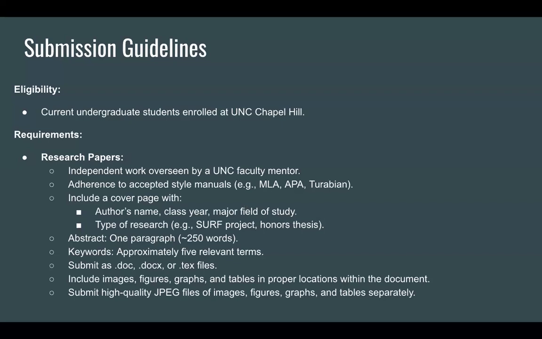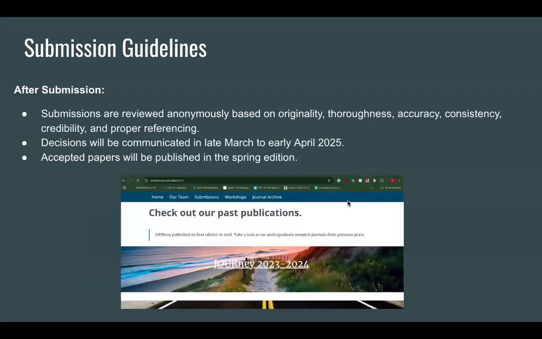And I know the deadline for the paper for this year is today. So this is for next year. This is for all you future researchers for next year. And submitting the files, you should do it with a doc or docx. The submissions are reviewed anonymously based on accuracy and proper referencing. The decisions are communicated in March to April of 2025. Or, obviously it wouldn't be 2025 this year. It'd be 2026 if you do it for next year. And the accepted papers are published in the spring edition. So you guys can see yourself in the spring of next year if you want to submit a paper.